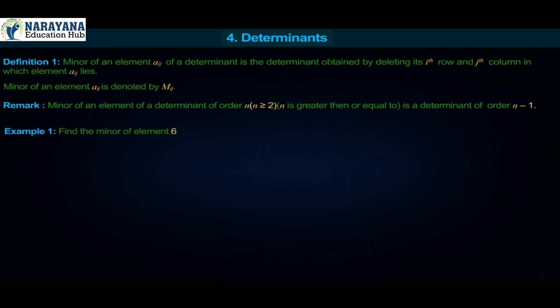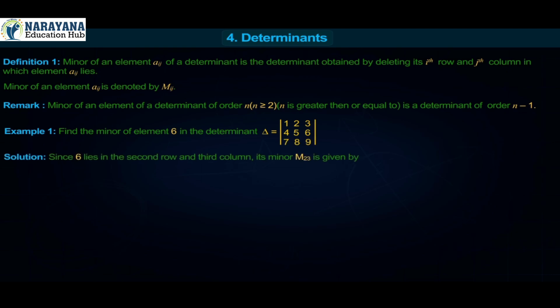Example 1. Find the minor of element 6 in the determinant delta is equal to determinant |1, 2, 3; 4, 5, 6; 7, 8, 9|. Solution. Since 6 lies in the second row and third column, its minor M23 is given by M23 is equal to determinant |1, 2; 7, 8|, which is equal to 8 minus 14, which is equal to minus 6, obtained by deleting R2 and C3 in delta.